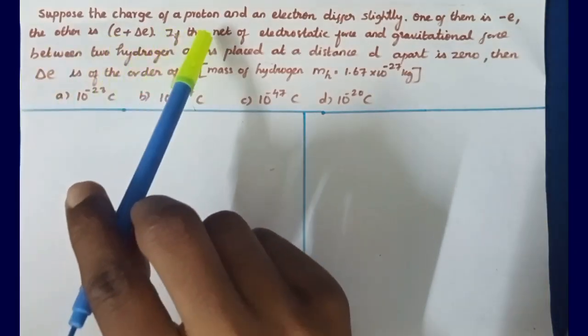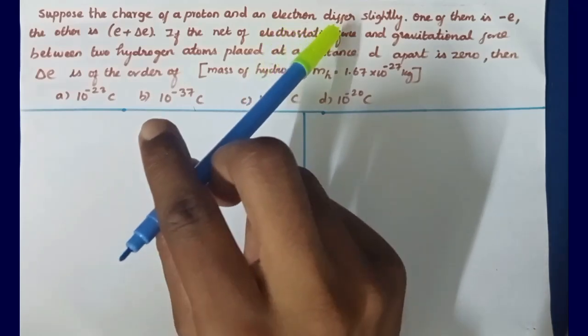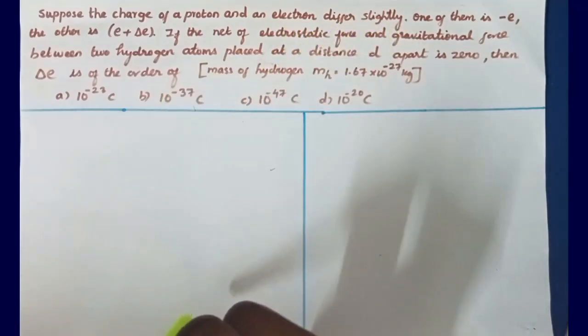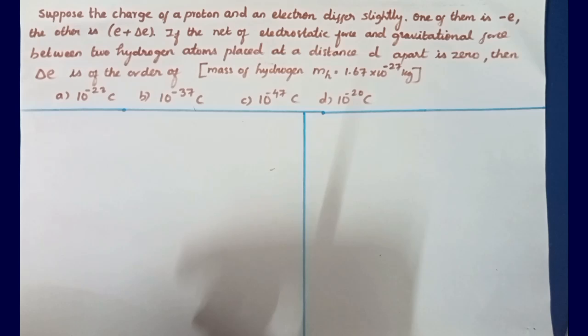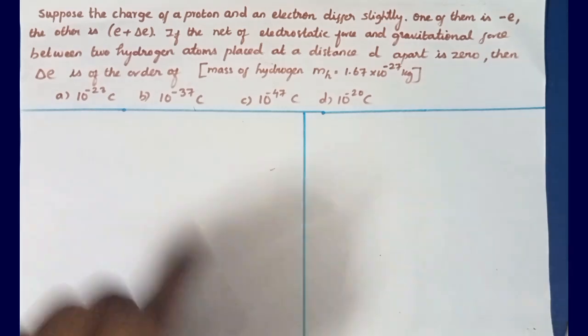Suppose the charge of a proton and an electron differ slightly. Usually the charges of proton and electron are equal to each other, but in this question we are considering that they differ by a slight amount. One of them is minus e and the other is e plus del e.